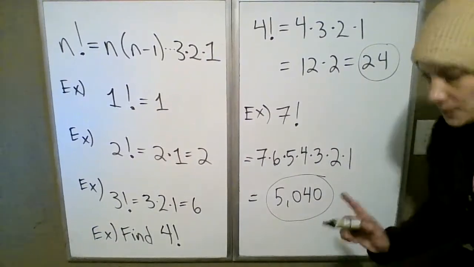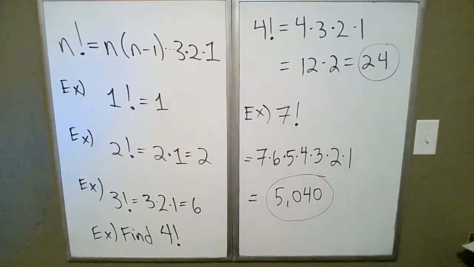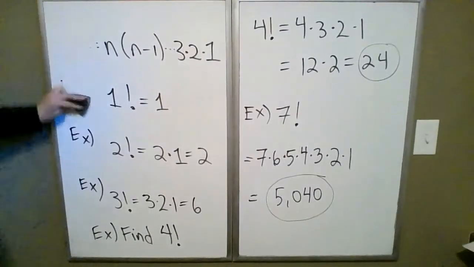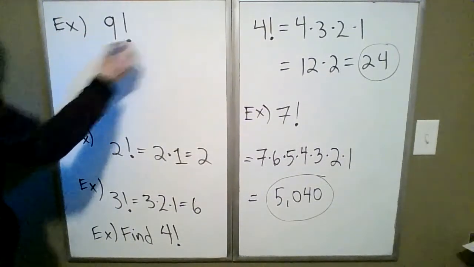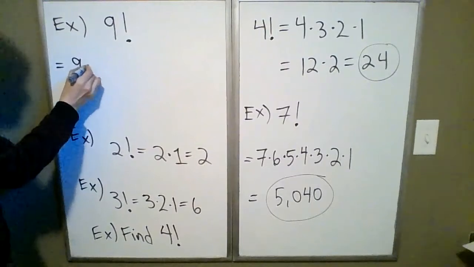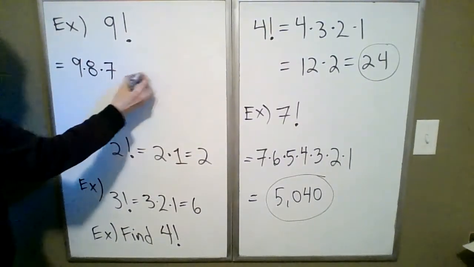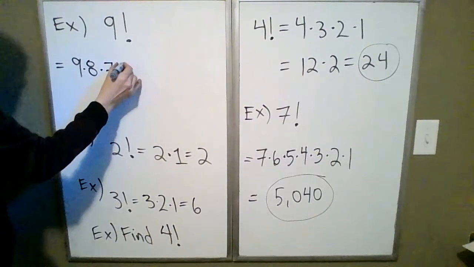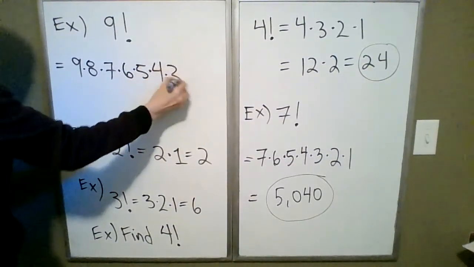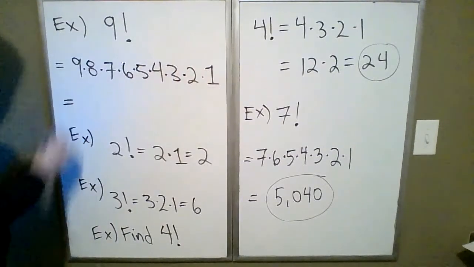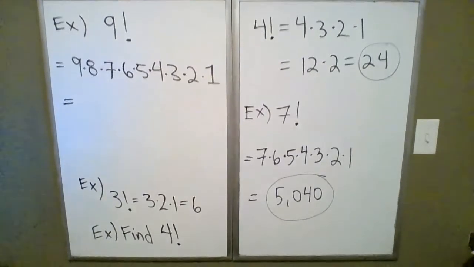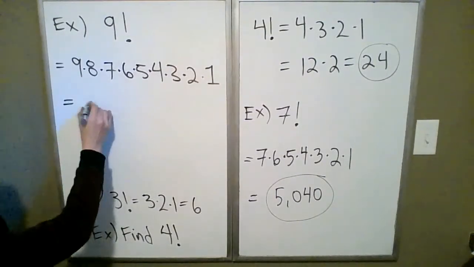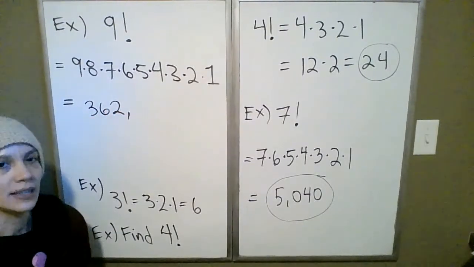Okay, one more. 9 factorial. Multiply 9 with 8, and 7, and 6, 5, 4, 3, 2, 1. And I got 362,880.